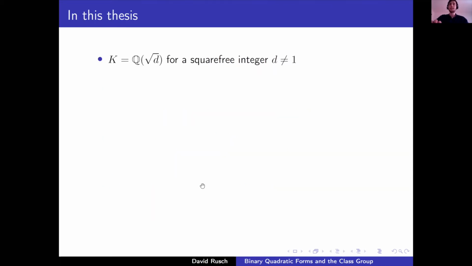In my thesis, the setting is quite a bit easier. We only look at quadratic field extensions, and we can express all quadratic field extensions as Q adjoin square root of D for some number D. And we can actually choose D to be square free, because if a square divides D, we can just take its root out and it doesn't change anything about the field extension. So we let D be a square free integer, and D is not equal to 1, because if it's 1, we just get K equal Q, and this is not interesting.